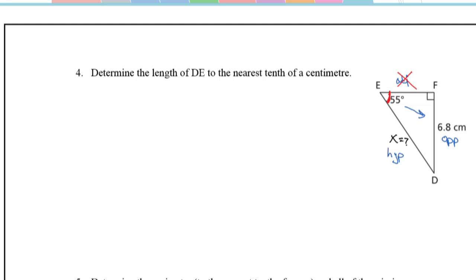I go to my trusty SOHCAHTOA, and I figure out which trig identity I'm going to use. I have the opposite, I'm trying to find the hypotenuse. Opposite hypotenuse is going to be the sine. The sine of some angle is the length of the opposite side divided by the length of the hypotenuse.